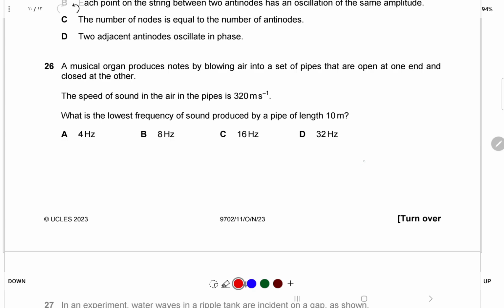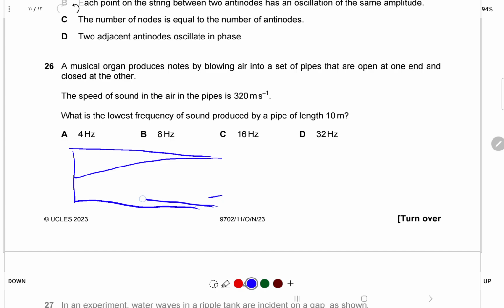Now, here we're saying to you, lowest frequency. At lowest frequency, this is the pipe, you have 1/4 lambda inside the tube, like this. So at lowest frequency you have 1/4 lambda, which means the length of the tube will be 1/4 lambda, and this means lambda is 4L.